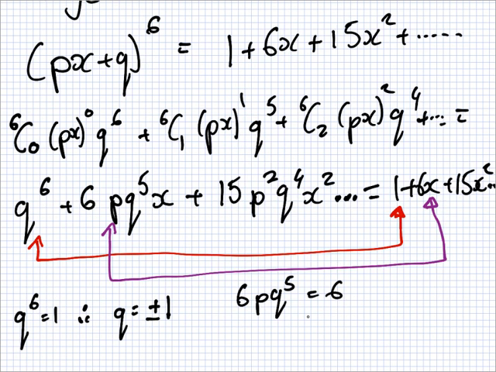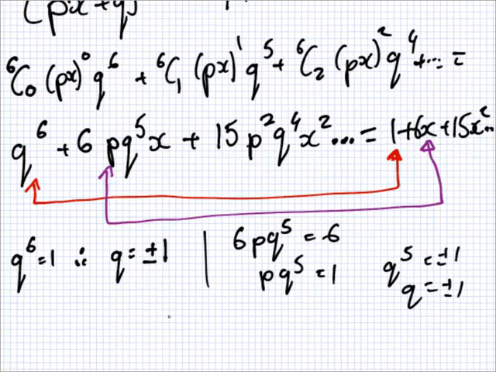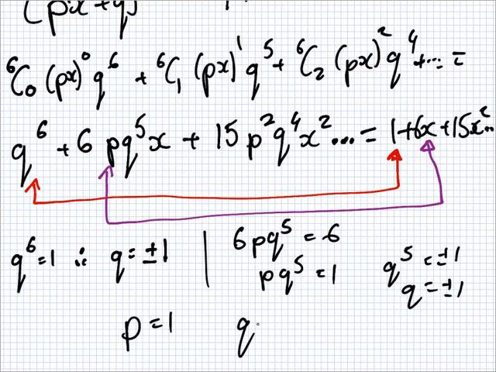Okay, so you get then pq^5 equals 1. But p is plus or minus 1. So then you get q^5 is plus or minus 1. So what's q? q is also plus or minus 1. Now can we decide which it is? Yes, we can, because in the question I tell you p and q are positive. So the answer is p equals 1, q equals 1.